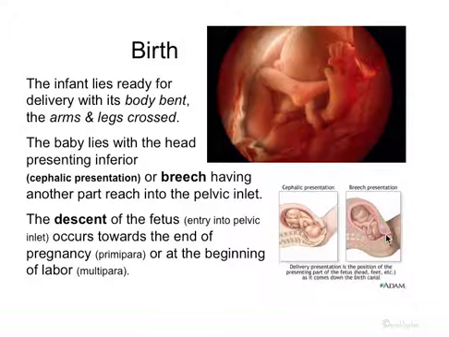The descent of the fetus, the entry into the pelvic inlet, occurs towards the end of pregnancy in first-time moms, or at the beginning of labor in multiple birth moms. Primiparous, first time; multiparous, more than one.